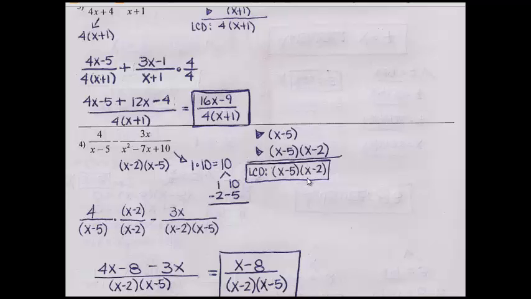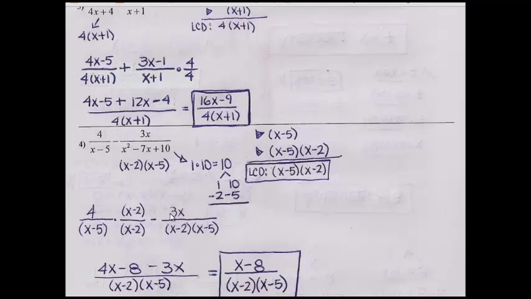Decide on your least common denominator. Okay. And once I have my least common denominator, copy the first fraction and ask yourself, what am I missing when I compare with my LCD? I'm missing an x minus 2. So that tells me I multiply top and bottom by x minus 2.